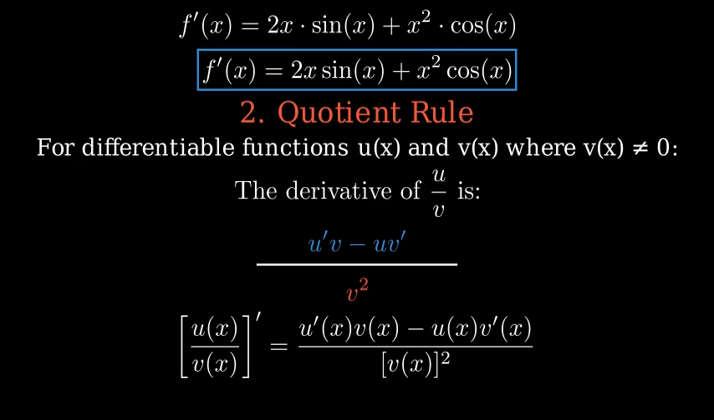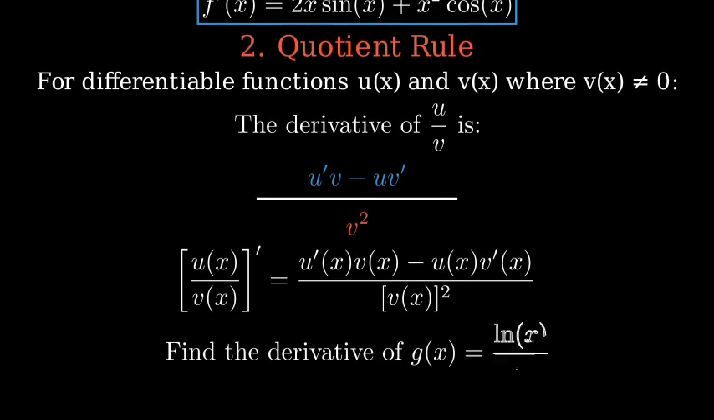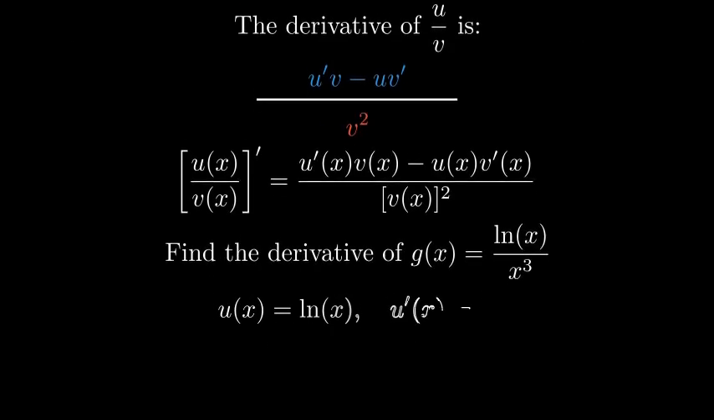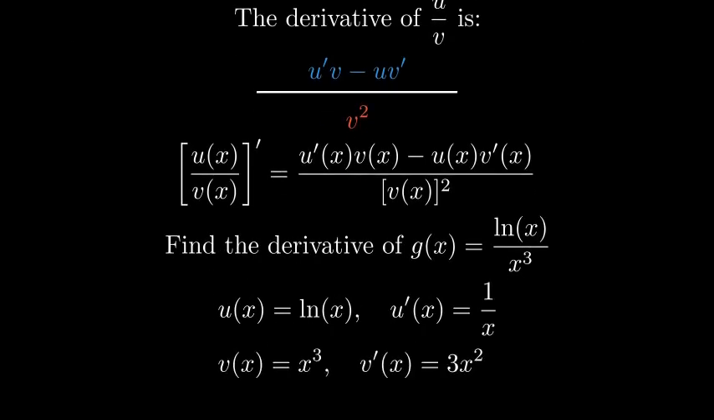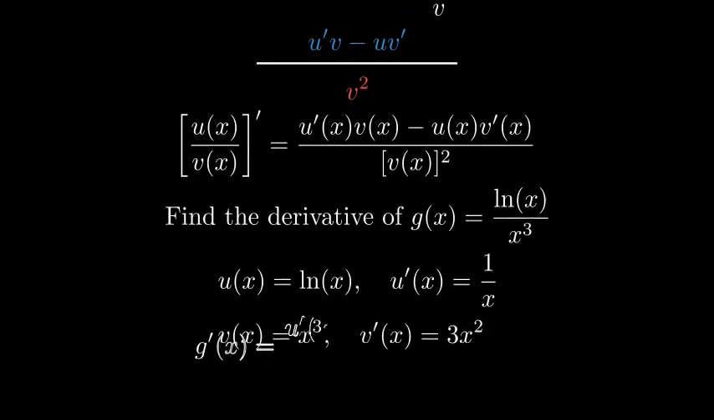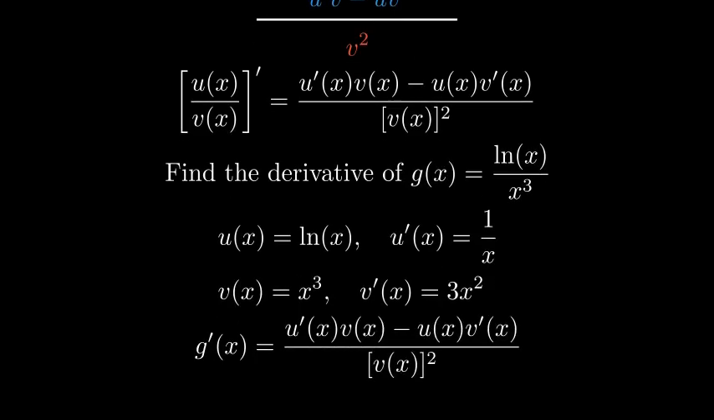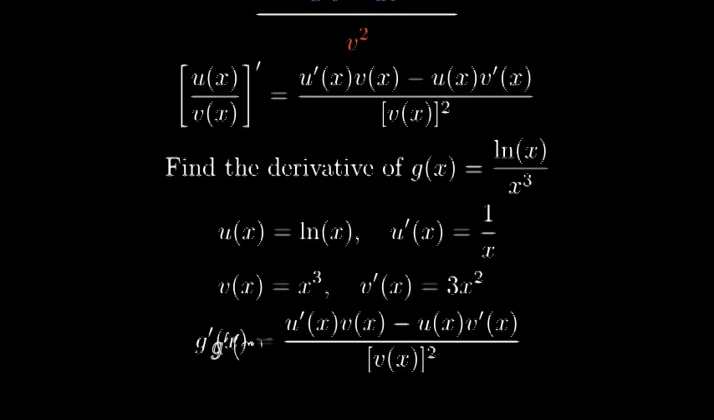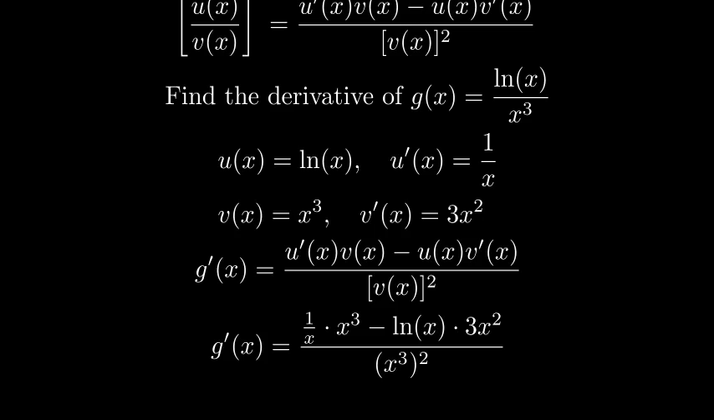Let's solve an example using the quotient rule. Example 2. Find the derivative of g of x equals the natural logarithm of x divided by x cubed. First, let's identify our parts. U of x is the natural logarithm of x, so u prime of x is 1 over x. V of x is x cubed, so v prime of x is 3x squared. Now let's apply the quotient rule. G prime of x equals u prime times v minus u times v prime, all divided by v squared. Substituting our values, g prime of x equals the quantity 1 over x times x cubed minus natural log of x times 3x squared, all divided by the quantity x cubed squared.